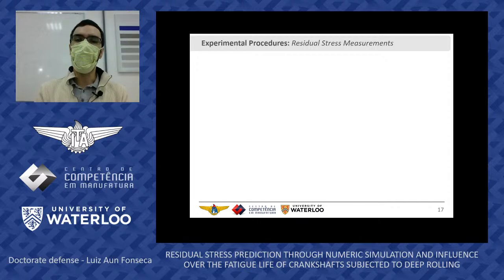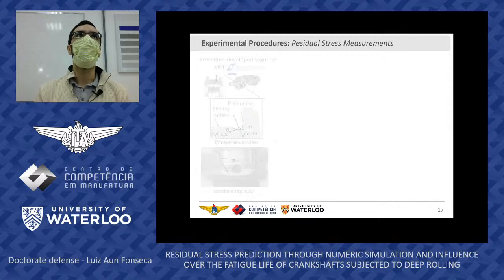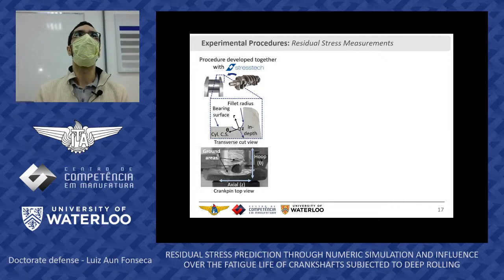On the experimental procedure, starting with the residual stress measurements, we have counted on the expert assistance from our colleagues at Stresstech in Germany to help us develop a procedure to assess this very intricate and complex geometry, such as the crankshaft fillet radii region. So they have measured stresses for us in axial and hoop direction along depth. So they had to polish the surface as well.